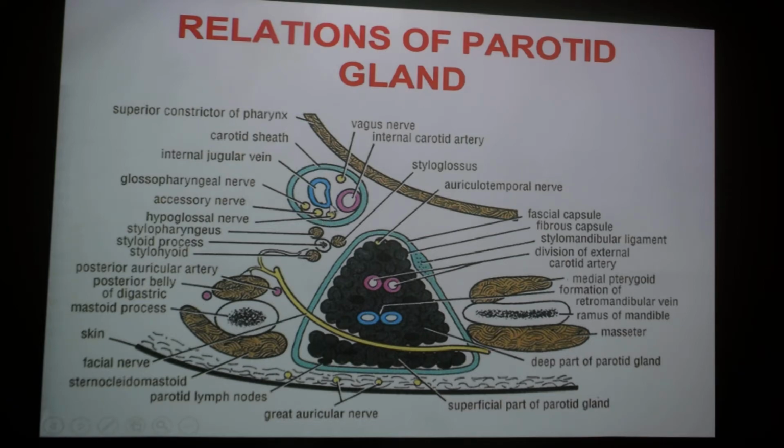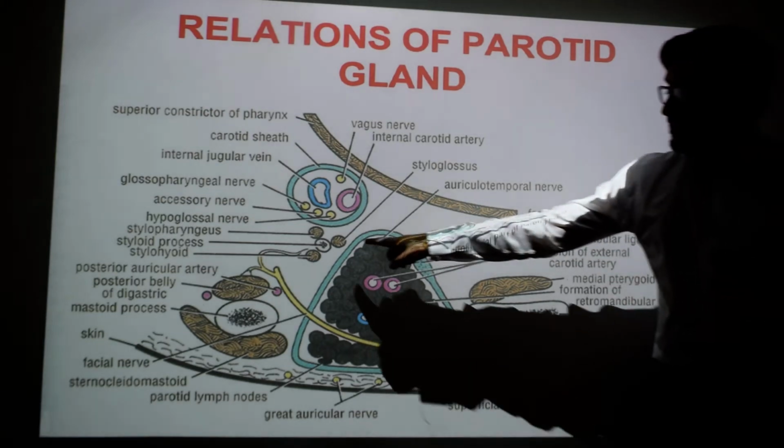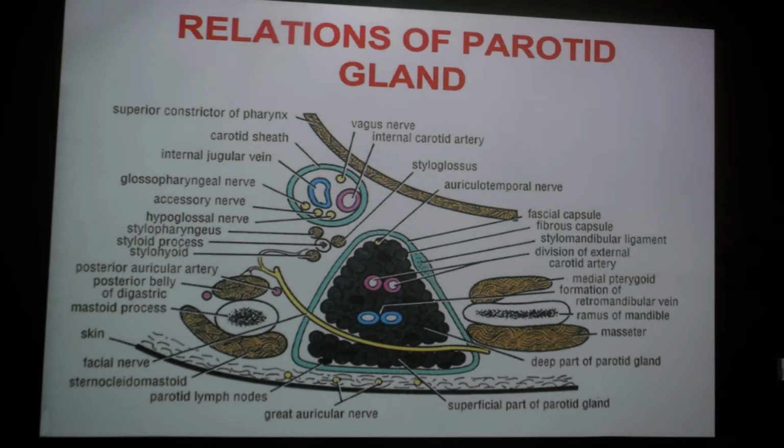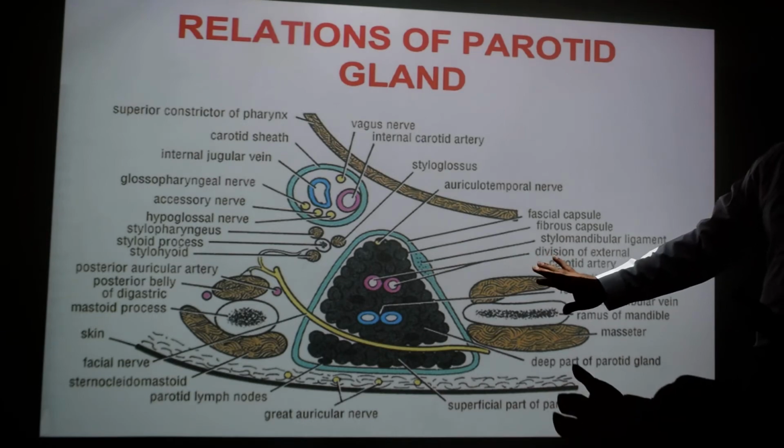Yes? Doctor, how can we orient yourself? So this is a cross section. We are going to take a cross section from here. We are making a transverse section like this, a horizontal section. So you are coming from the skin here. Okay, in front you have the mandible here. Posteriorly you have the mastoid process, and then as you go medially you can see the styloid process. So this is the most important one, because this is going to give you the relationships.